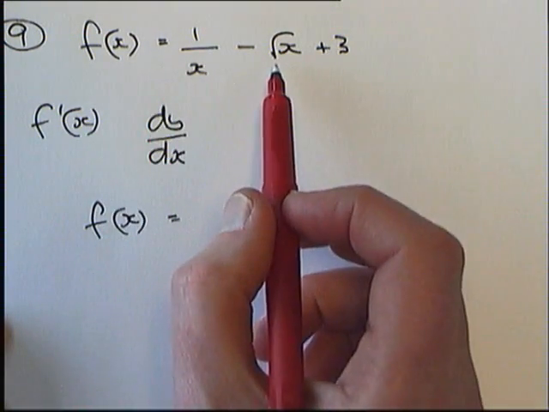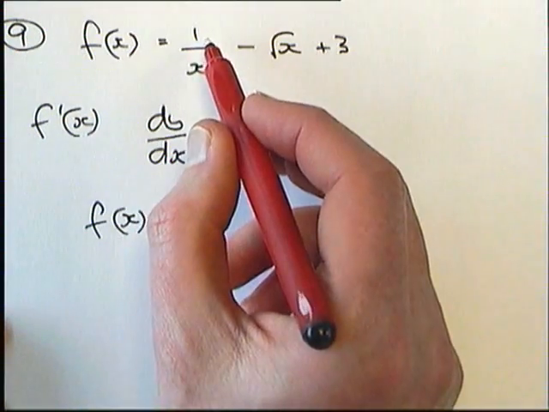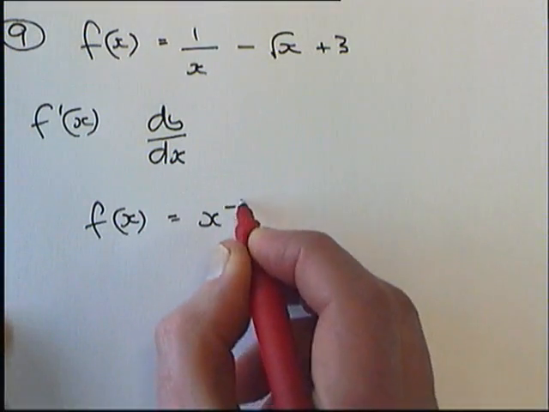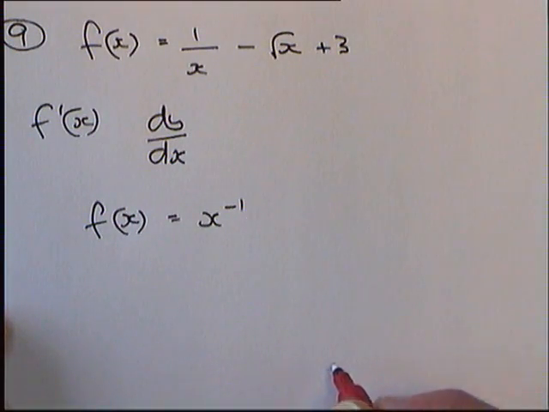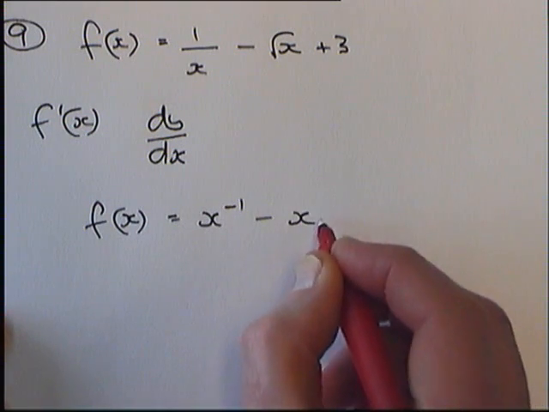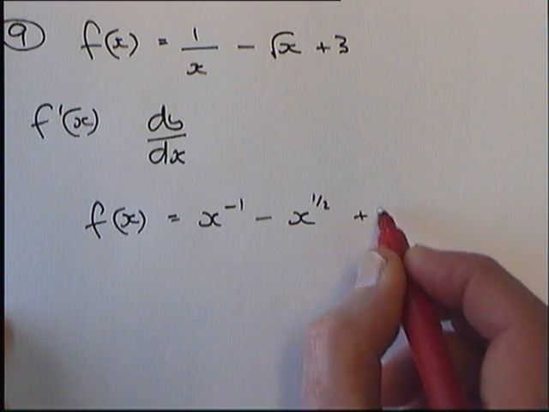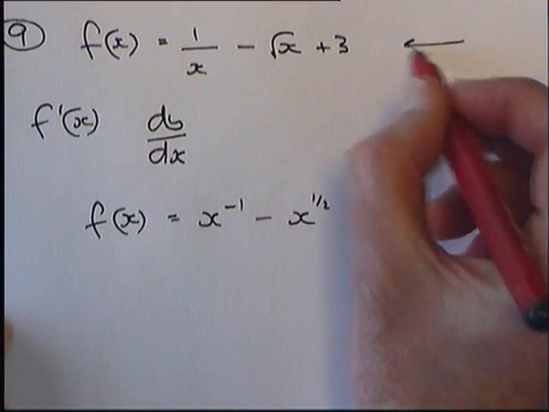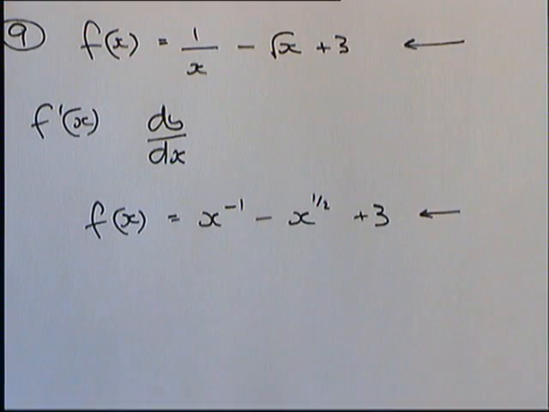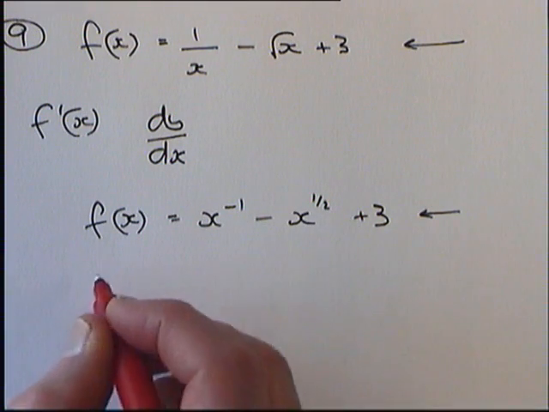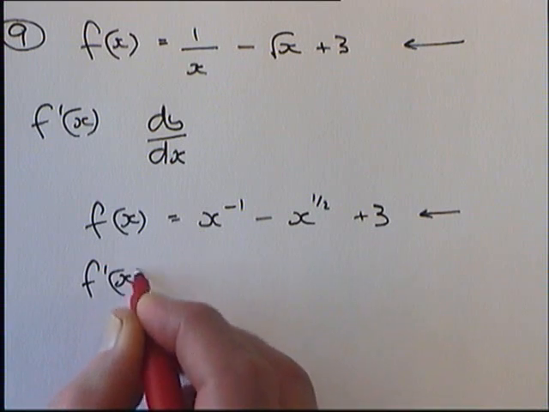So I'm going to rewrite the question first of all. Instead of writing 1 over x, I'm going to write down x to the minus 1. And here, instead of writing the square root of x, I'm going to write x to the power of a half. And I'm still going to have my plus 3. So that line and this line here are equal to each other. They're just written down using different notation, different ways. I've written it in powers because that's what I need to be able to answer the question. So now I need to differentiate. That will give me my f dash x.